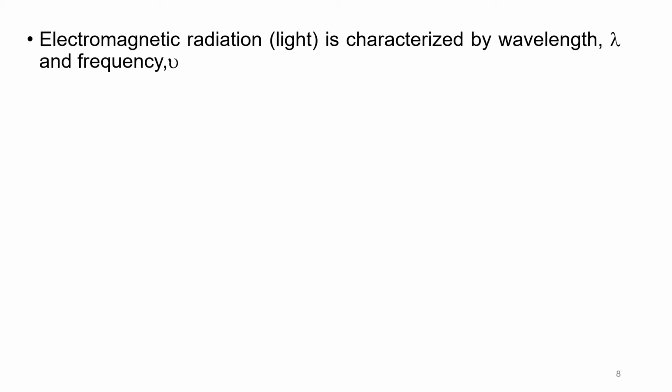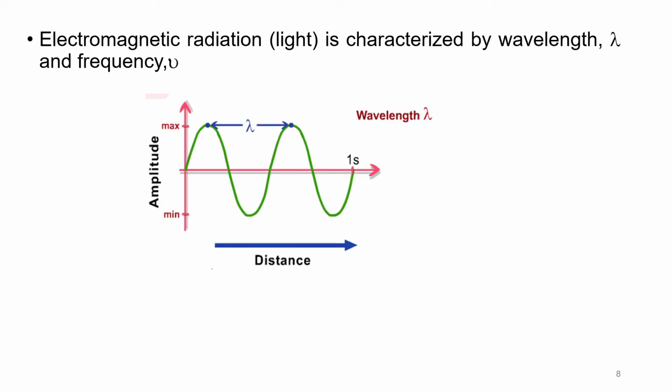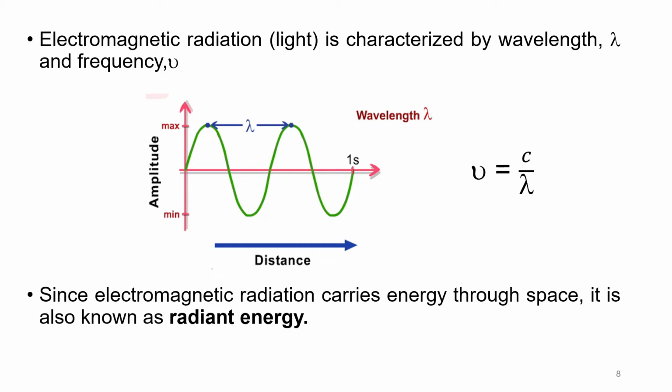Wavelength dan juga frekuensi. Kalau kita tengok di sini, jarak di antara dua peak, di antara dua puncak amplitude, ini dipanggil lambda. Lambda ialah wavelength, panjang gelombang. Dan apa relation di antara lambda dengan frekuensi? Frequency is equal to c over lambda, di mana kita akan tengok formula ini later.